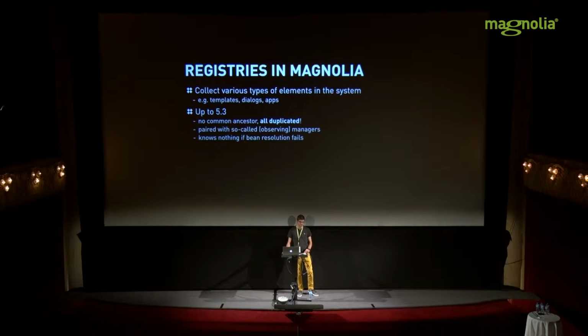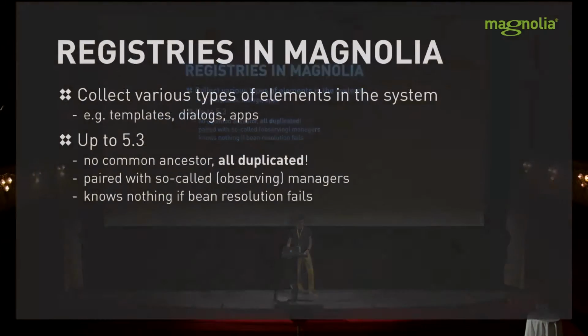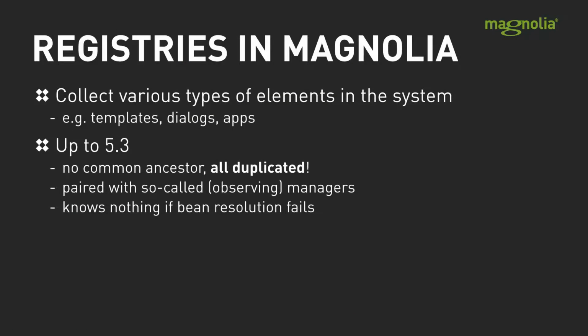So first thing, we're going to talk about registries. Registries have been in Magnolia for a long time. They are typically here to collect various types of elements, such as template definitions or dialog definitions. But up to 5.3, it was not so great. It was a little bit messy.